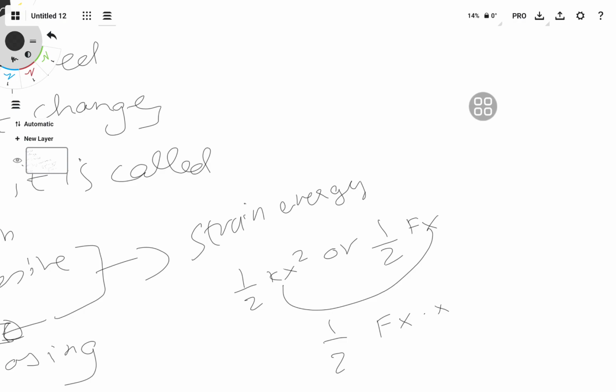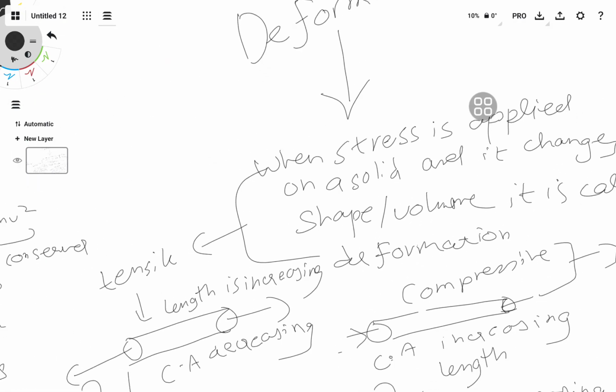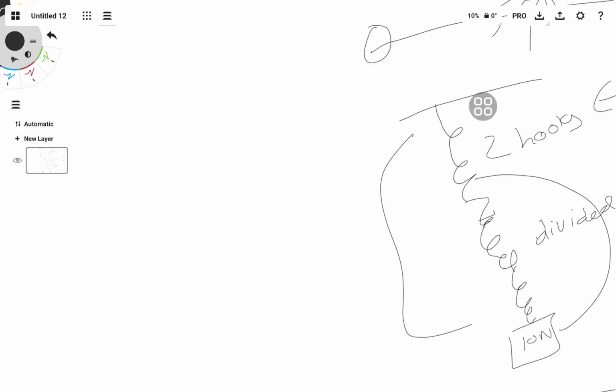Strain energy is basically elastic potential energy, or the energy in a spring when it is stretched. Basically, we have a rubber band, we stretch it, then it has strain energy, but if we release the stress and it bounces back, then the strain energy is transferred into kinetic energy, sound energy and all that stuff. So we have discussed till here.